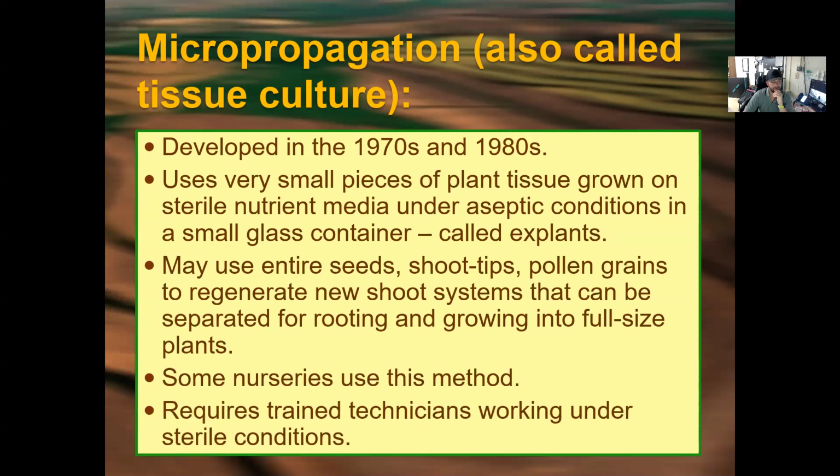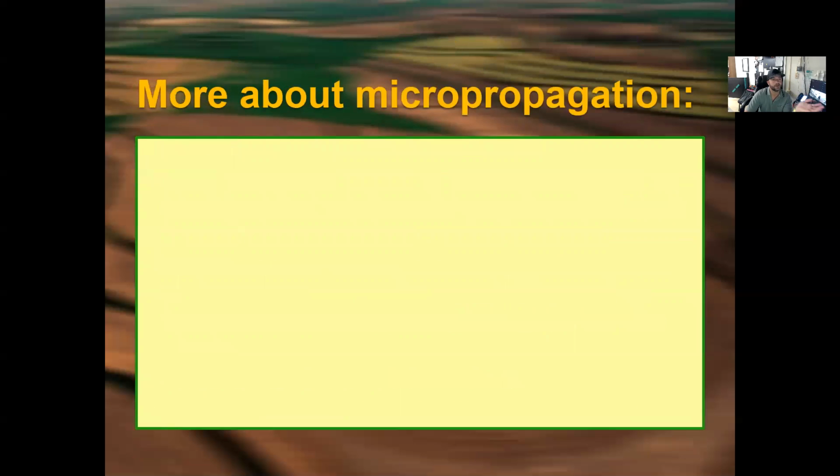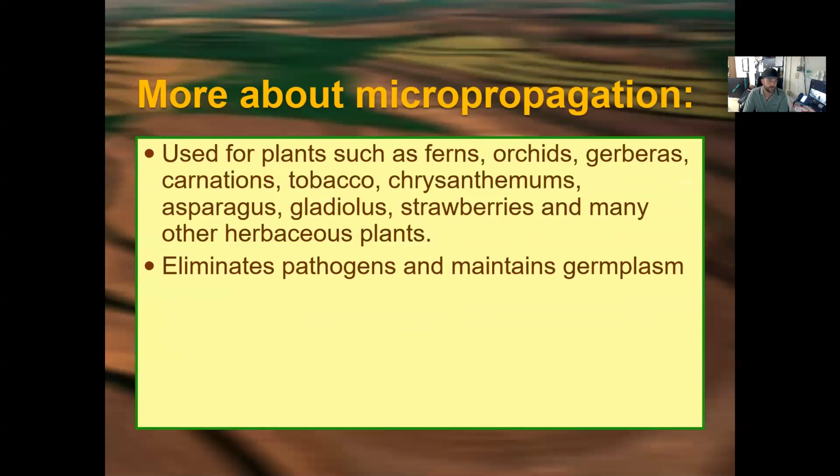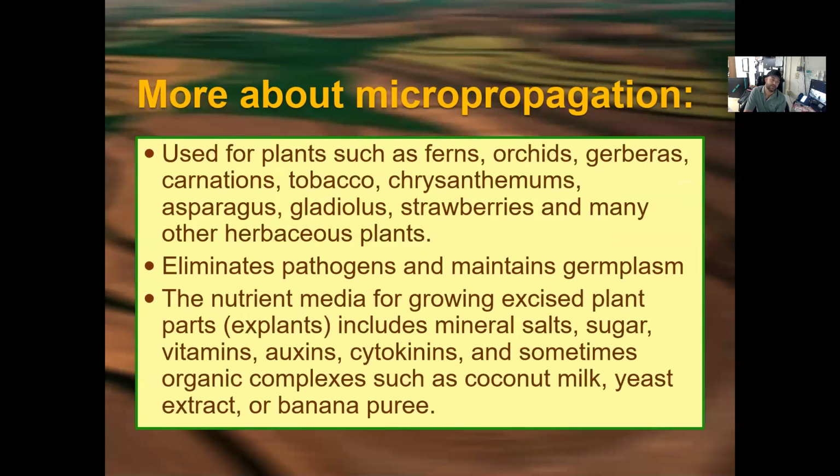Some nurseries use this method, and it requires trained technicians working under sterile conditions. You have to be very careful whenever you do tissue culture that you don't get anything into it that would cause it to spoil or become, not so much hazardous, but ungrowable. Micropropagation is used for plants such as ferns, orchids, gerberas, carnations, tobacco, chrysanthemums, asparagus, gladiolus, strawberries, and many other herbaceous plants. It eliminates pathogens and maintains germplasm.